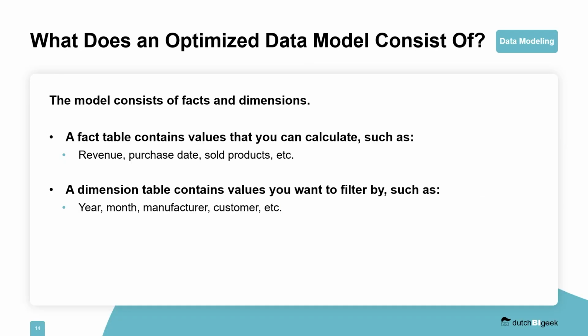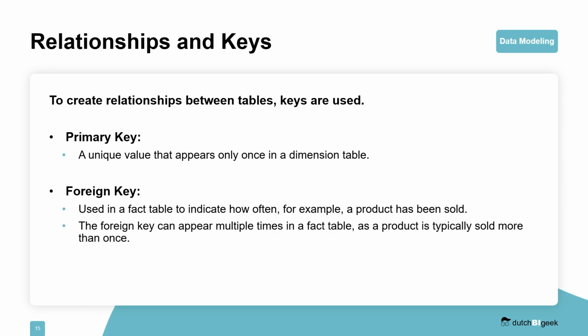So, a little bit of repeating, but what does an optimized data model consist of? A fact table that contains the values that you can calculate, like revenue, purchase dates, sold products. And a dimension table contains the values you want to filter by: year, month, manufacturer, or customer. So then we have created the facts and the dimension. But we need a relationship between them.